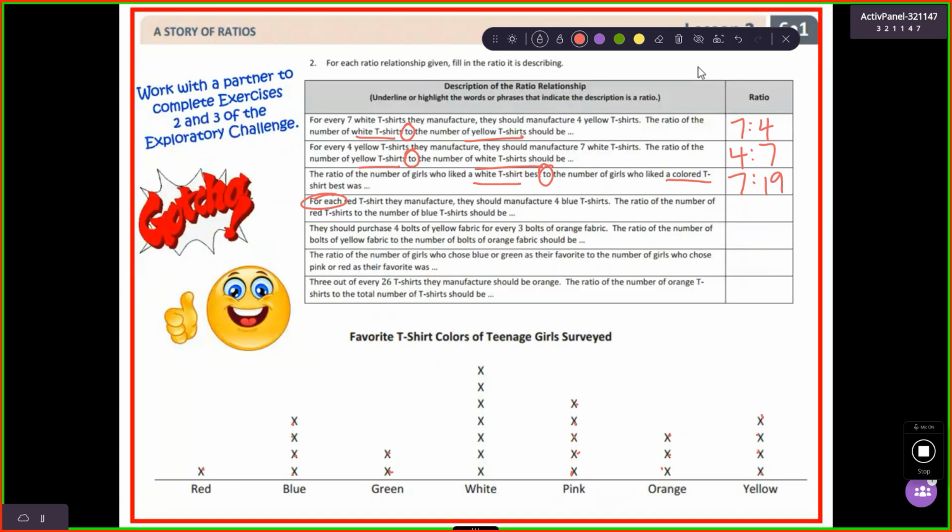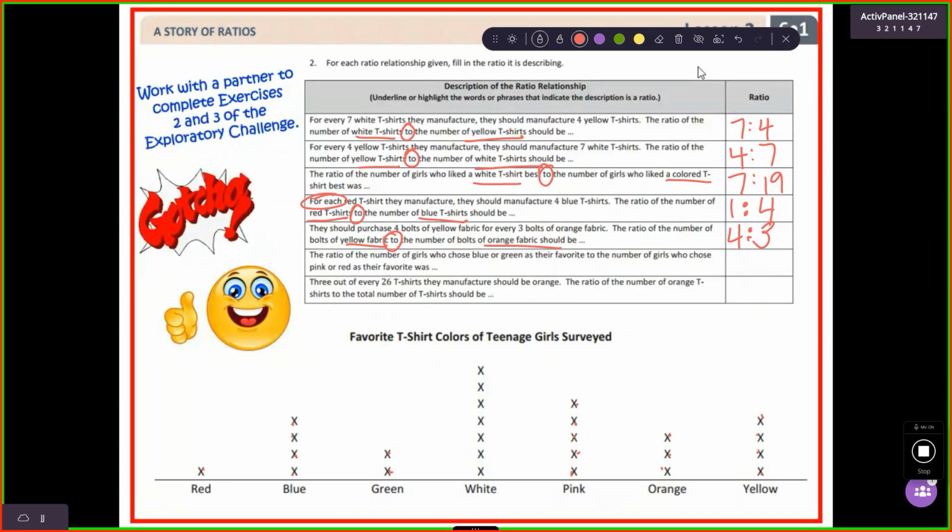So they should purchase, nope, wrong one. For each red t-shirt they manufacture, they should manufacture 4 blue t-shirts. The ratio, the number of red t-shirts to the number of blue. So the number of red to the number of blue is 1 to what? 4. They should purchase 4 bolts of yellow fabric for every 3 bolts of orange fabric. The ratio, the number of yellow to orange is 4 to 3. 4 to 3.